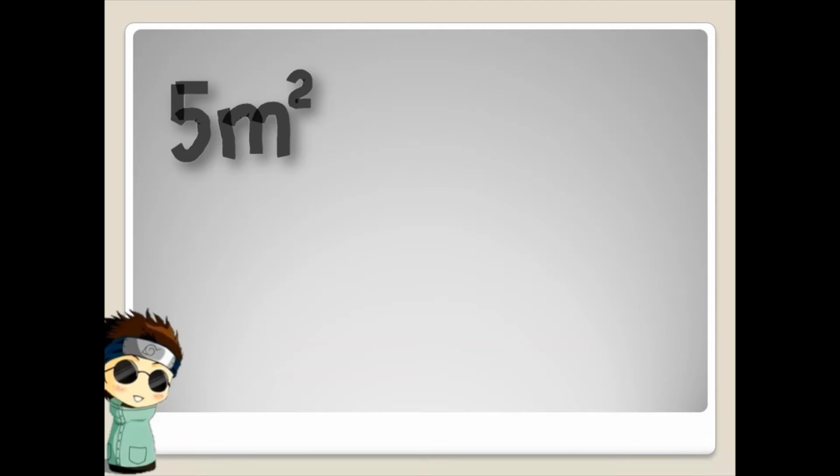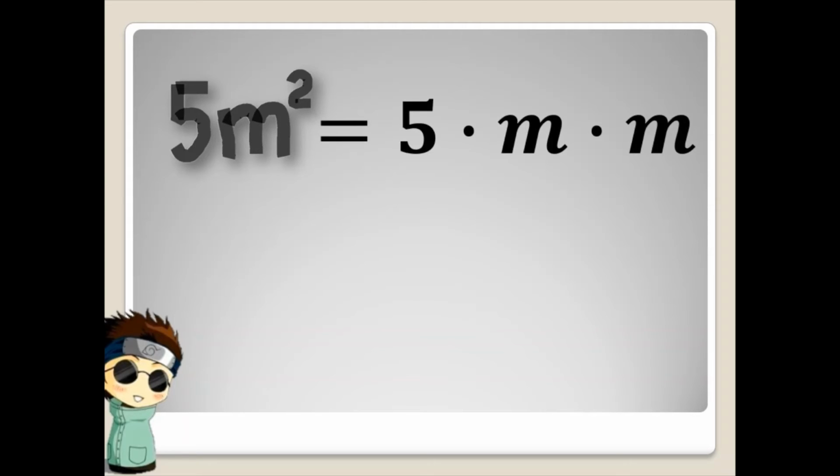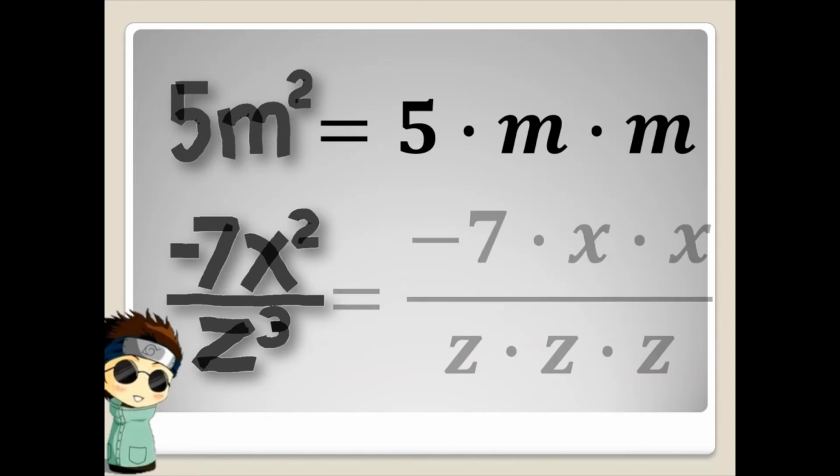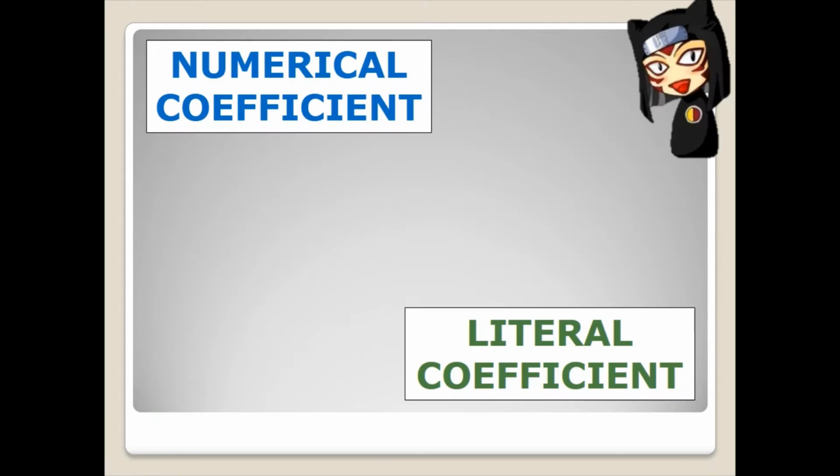Look at this example, 5m squared. This is considered as one term because if you expand it, that is 5 times m times m. I use 2 m's because the exponent of m is 2. You only see multiplication, that's why it is considered only as a single term. If I have negative 7x squared over z cubed, we can expand it as negative 7 times x over z times z times z. You only see multiplication and division, so that is again considered as a single term.